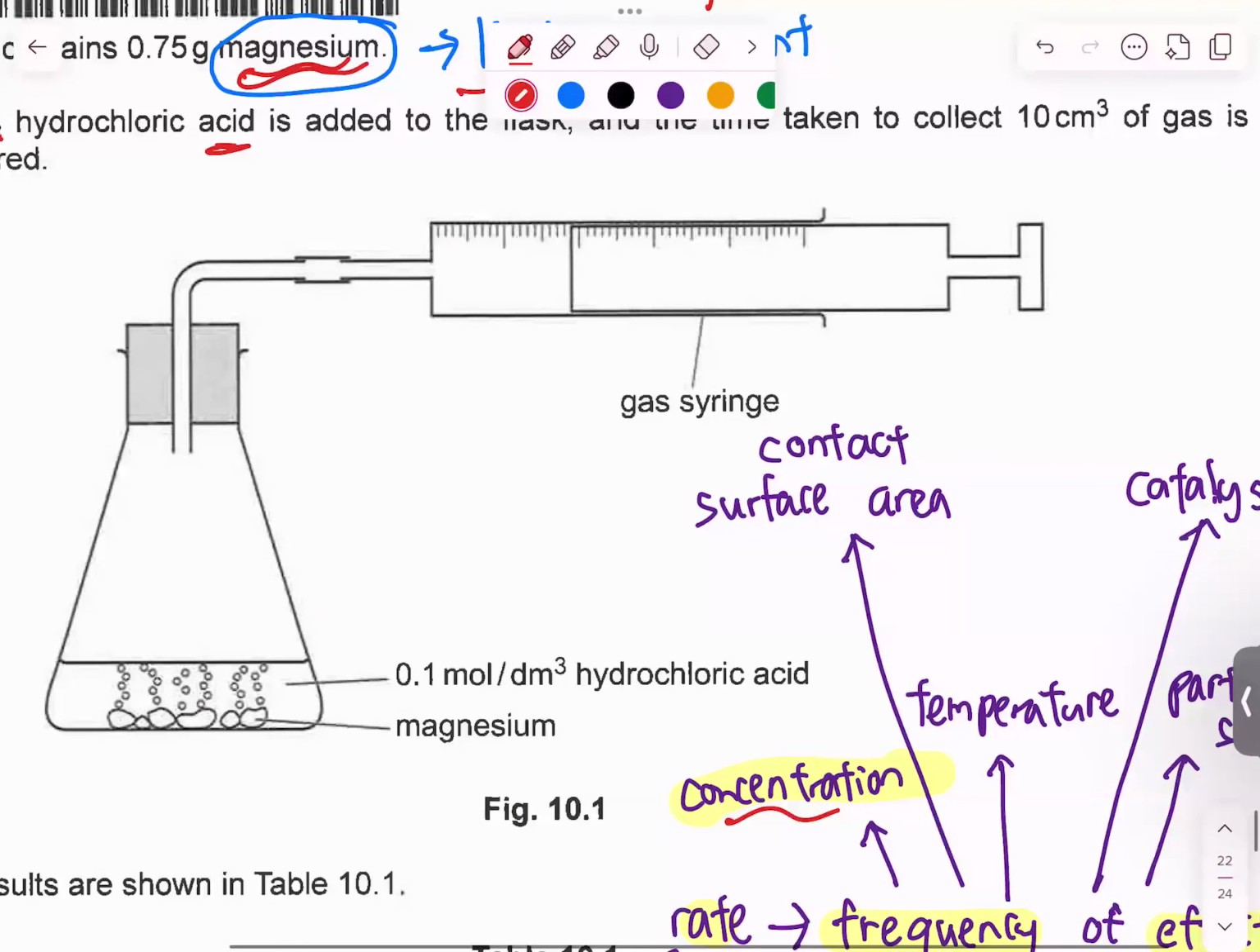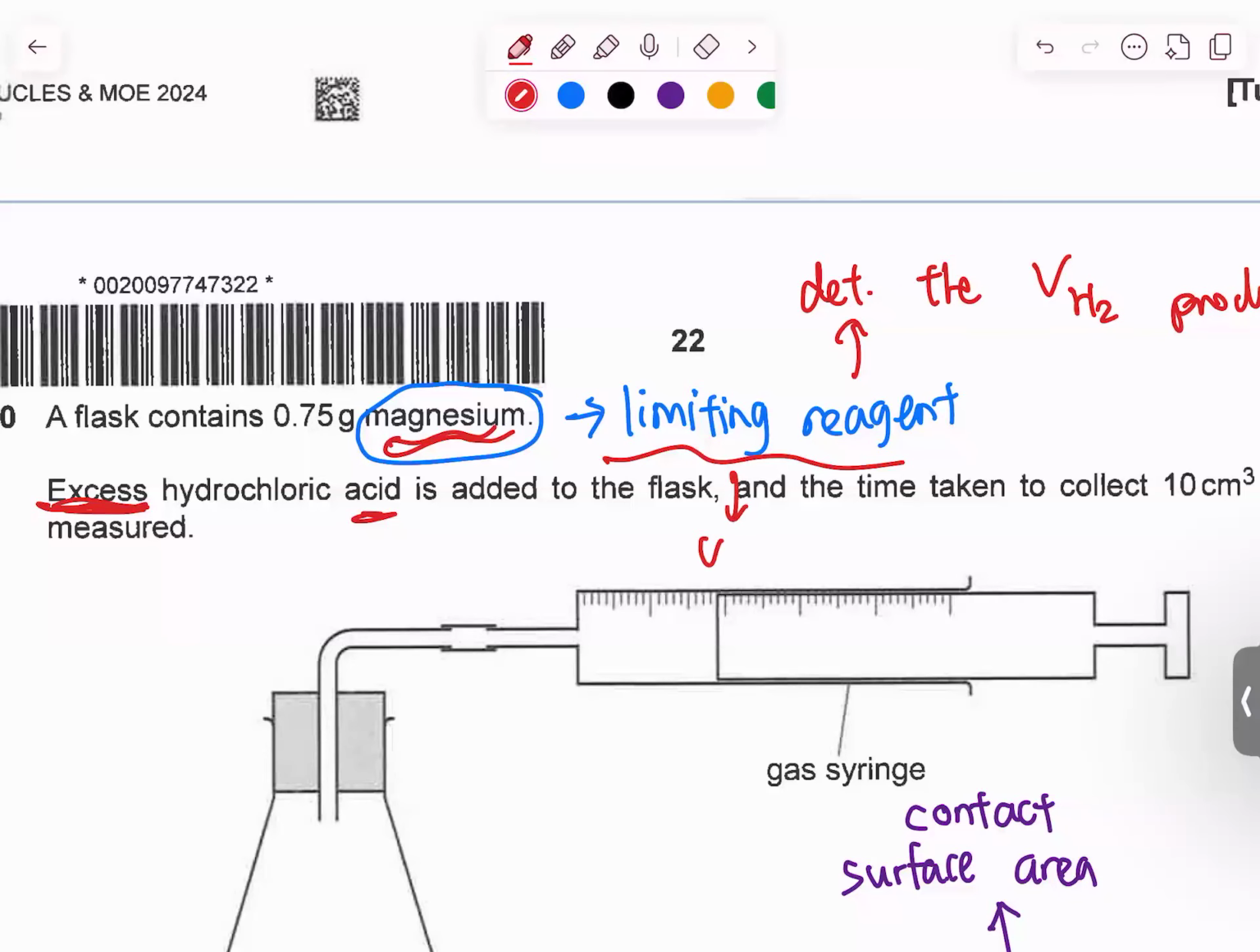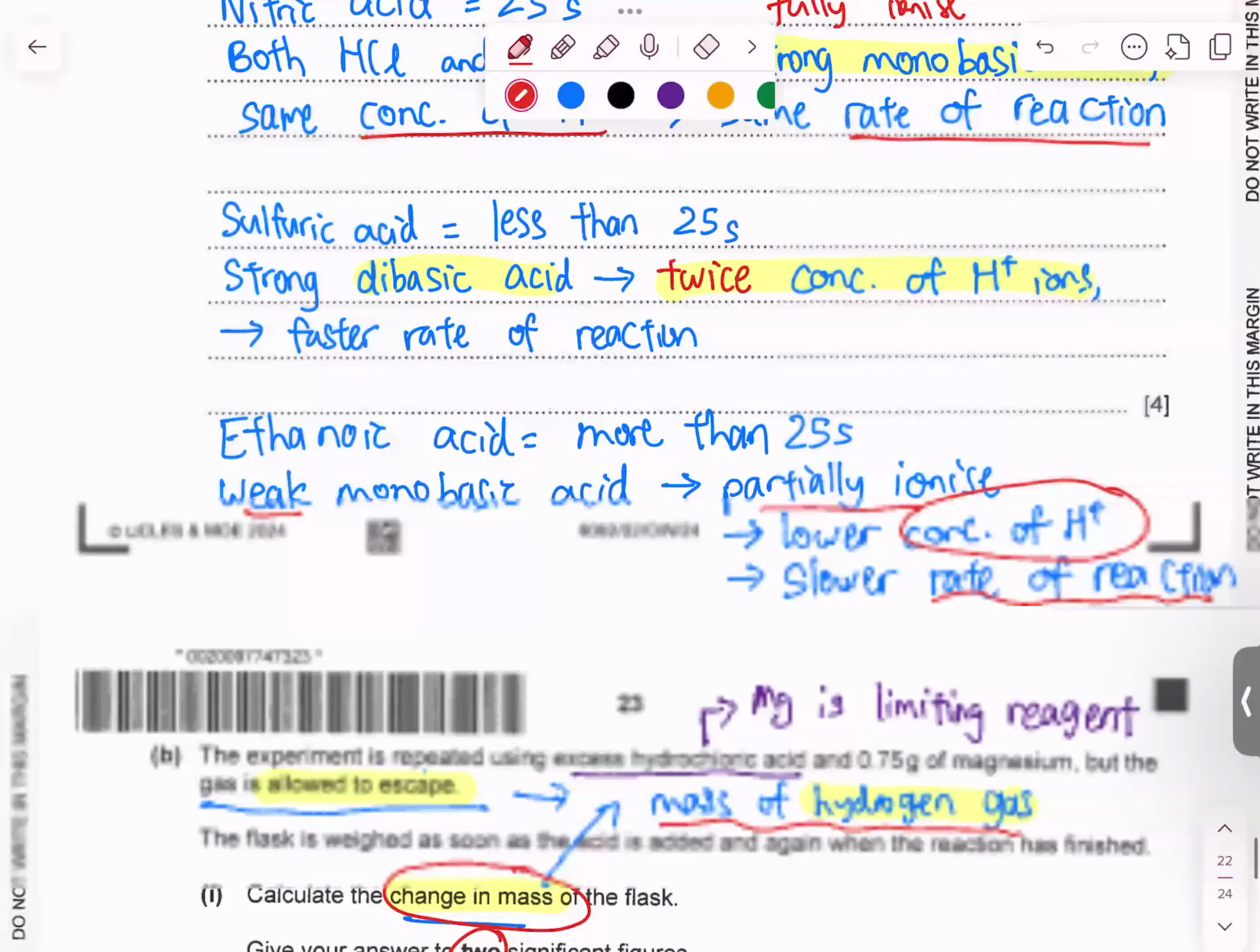HCl is in excess. Limiting reagent is magnesium. So limiting reagent will be used up in the end, right? There will be no limiting reagent remaining. The only reagent that's remaining will be the excess HCl.